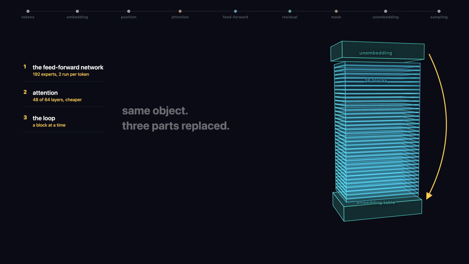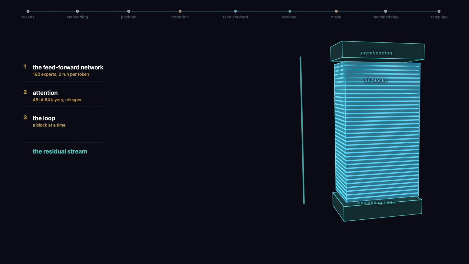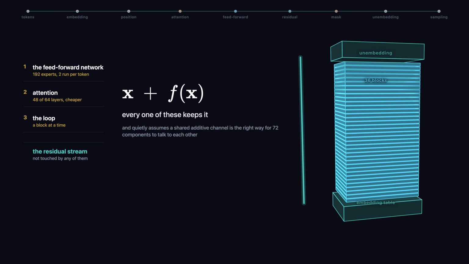3 swaps, the feed-forward network, the attention, the loop. And notice what did not change, not once, in any of them, the residual stream. Every one of these keeps x plus f of x, and quietly assumes that a shared additive channel is the right way for 72 components to talk to each other. That assumption is 11 years old, and there is now serious work trying to break it, which is a hint about where the next one of these videos goes.